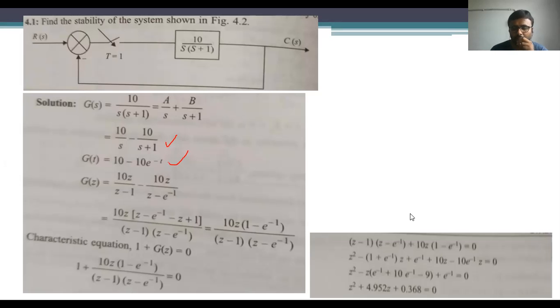So for this particular equation, we need to determine the stability of the system using the Jury stability test as well as the bilinear transformation. Whatever it is, as per your interest, you can choose any particular method, or if it asks us to determine the stability using a particular method, you have to choose the Jury stability test or bilinear transformation. Okay. So the order of the transfer function or the characteristic equation is 2.